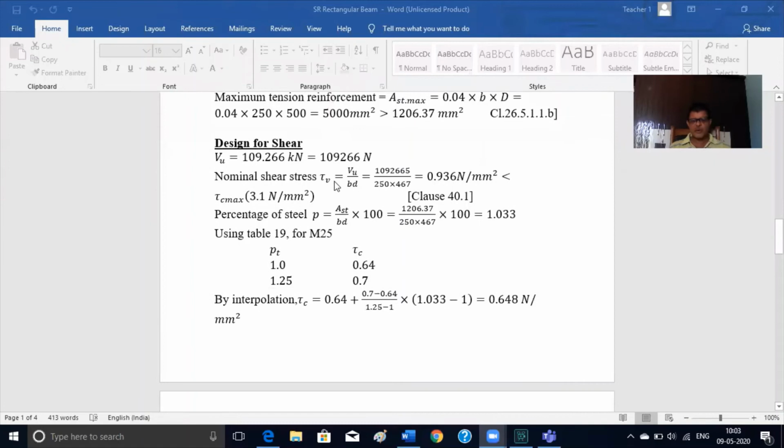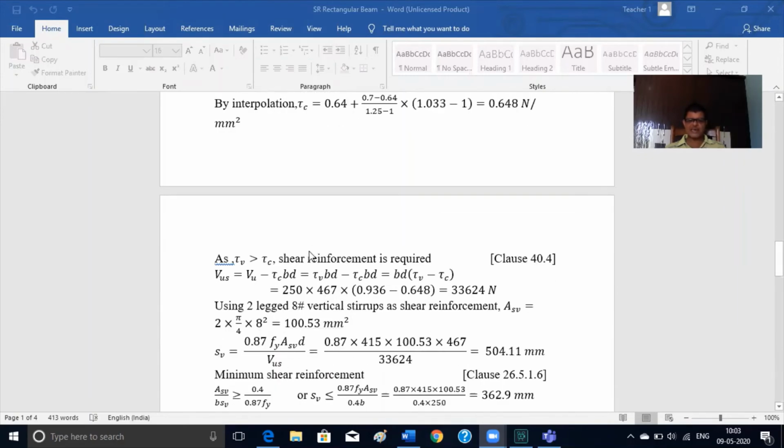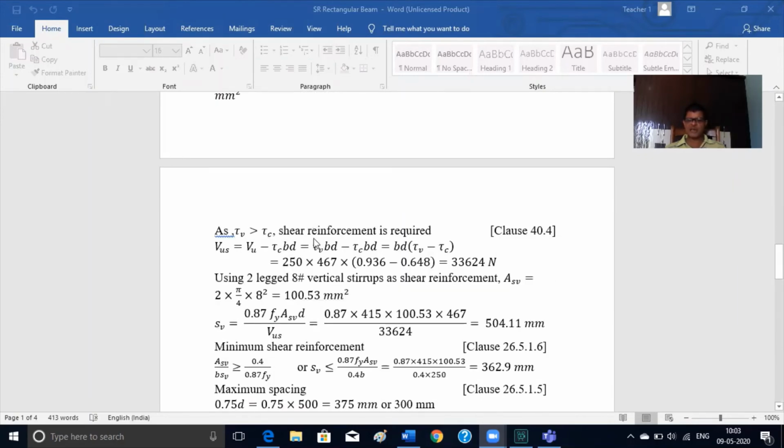Now if you are providing only vertical stirrups, Vu is given, find out the nominal shear stress tau V, Vu by BD, then find the percent of steel, that is Ast provided. So from table number 19, again for M25, it is between 1 and 1.25. So calculate the value of tau C. Once you calculate tau C, then check tau V and tau C. Tau V is greater than tau C, so shear reinforcement is required. Find the design shear, that is equal to tau V minus tau C into BD. Already we have discussed all these things, or you can refer to the previous videos for this shear design.